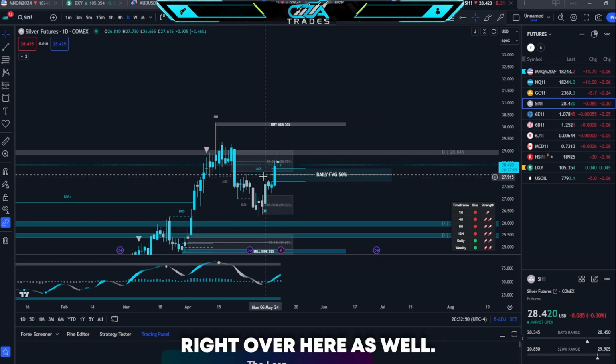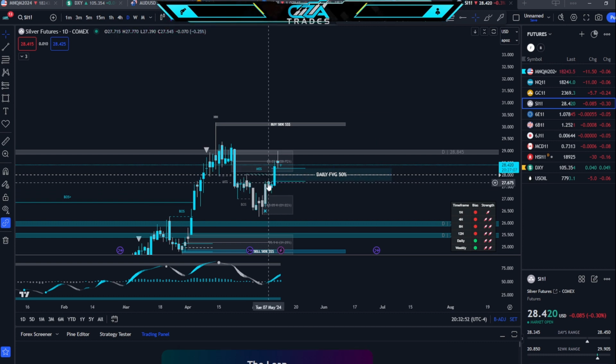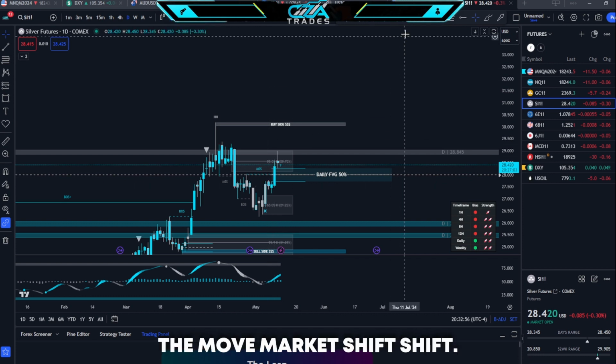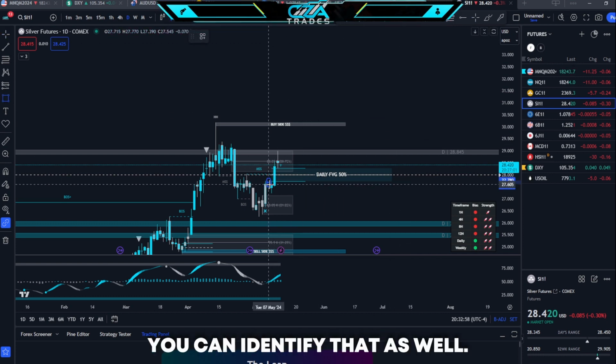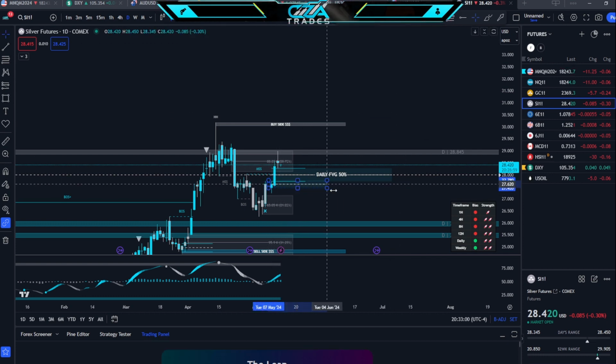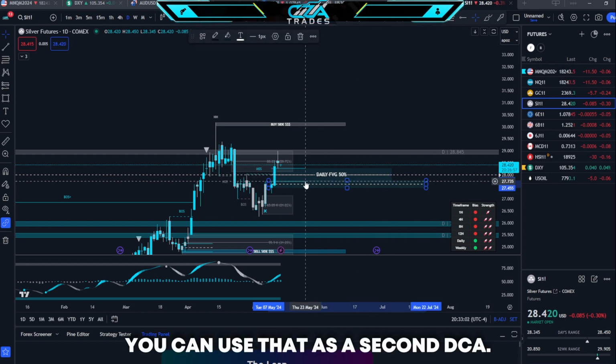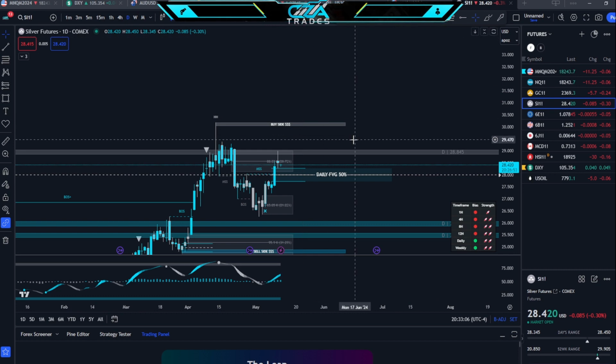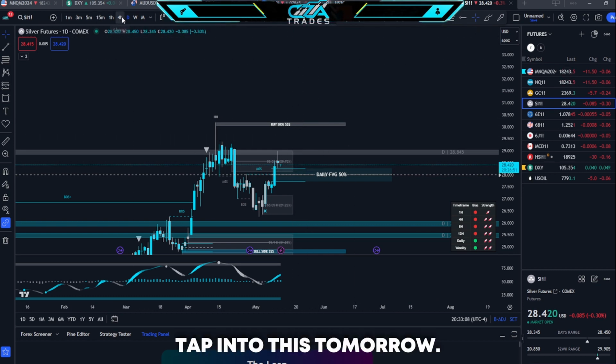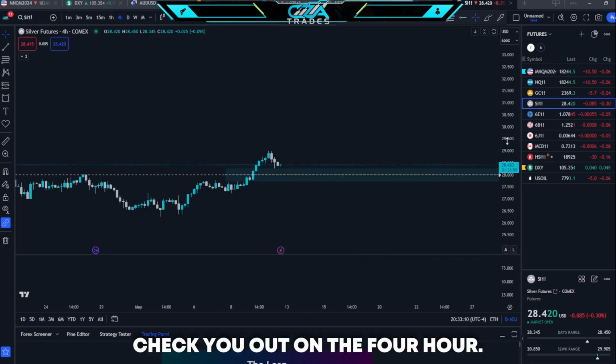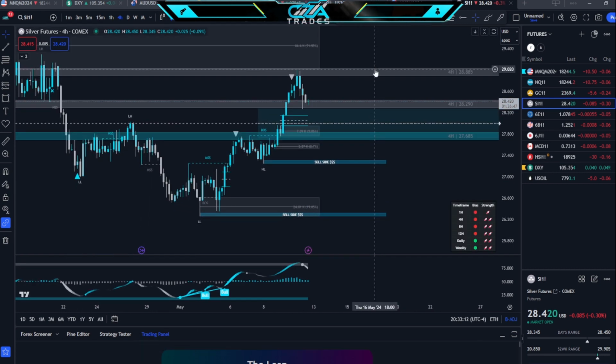We have an order block right over here as well. Last bearish candle before the move, market structure shift. You can identify that as well, right? So you can use that as a second DCA. This could actually tap into this tomorrow. Check you out on the 4 hour. What's the 4 hour look like?